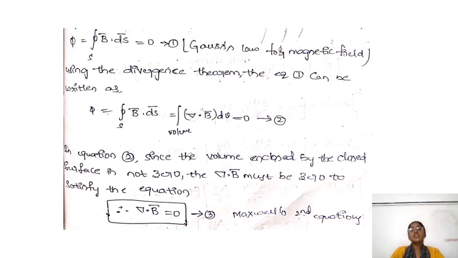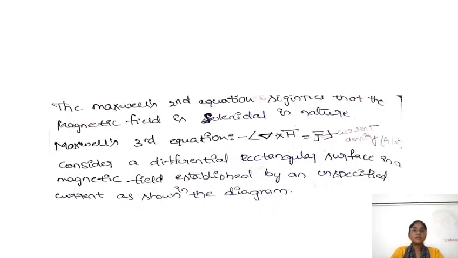That implies equation 2. In equation 2, since the volume enclosed by the closed surface is not 0, the divergence dot B bar should be 0 to satisfy the equation. Therefore, divergence dot B bar is equal to 0. This is equation 3, Maxwell's second equation. The Maxwell second equation signifies that the magnetic field is solenoidal in nature.